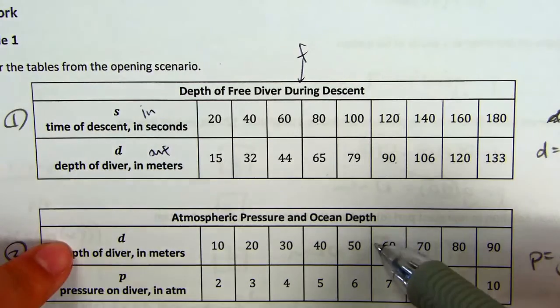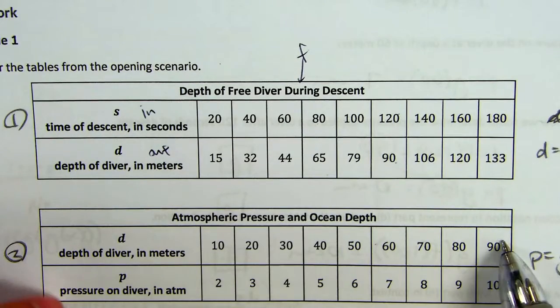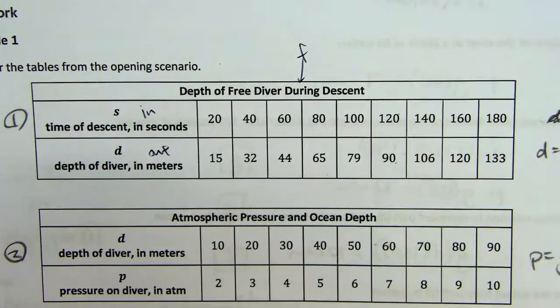Take a look at the next chart. A depth of 90 tells me that there's 10 atmospheres of pressure. So now that I've solved this question, how do I write this in math notation? What did I just do?